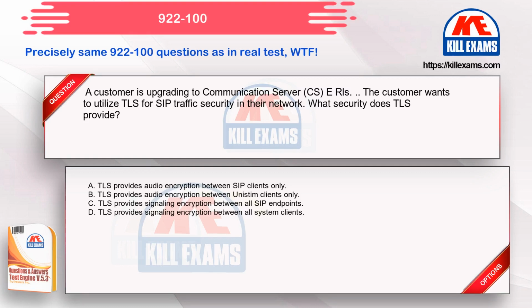Option A. TLS provides audio encryption between SIP clients only. Option B. TLS provides audio encryption between UNIStim clients only. Option C. TLS provides signaling encryption between all SIP endpoints. Option D. TLS provides signaling encryption between all system clients.